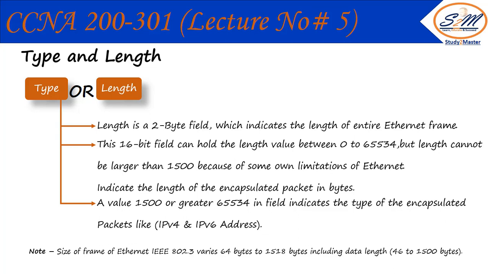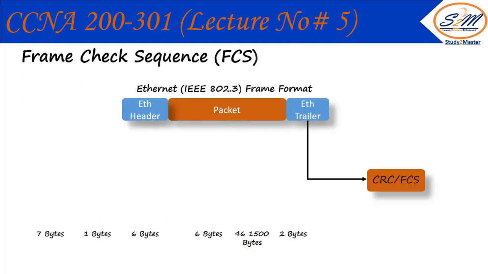If the value is 1500 or greater, the field indicates the type of the encapsulated packet, like IPv4 and IPv6. So if the value is greater than 1500, it means it indicates the encapsulated packets like IPv4 or IPv6.